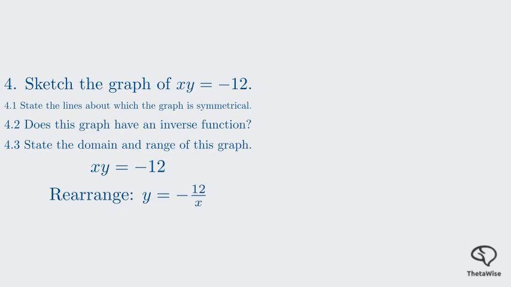This graph has 2 special lines called asymptotes, which the graph approaches but never touches. For a function of the form y equals k over x, the asymptotes are the x-axis and the y-axis.